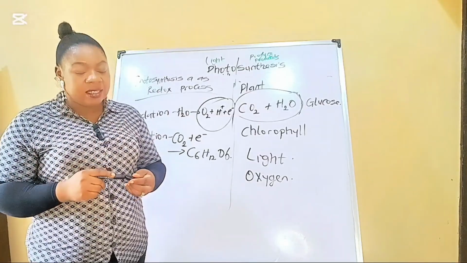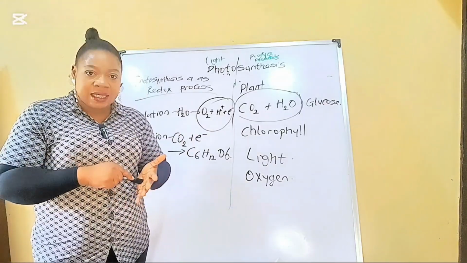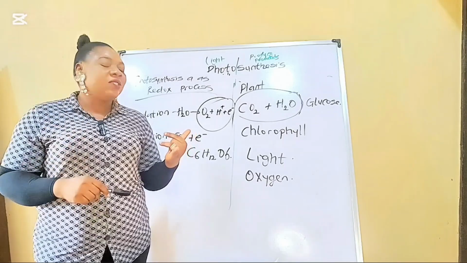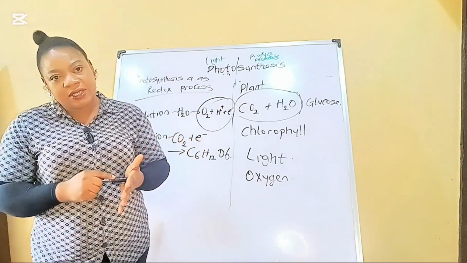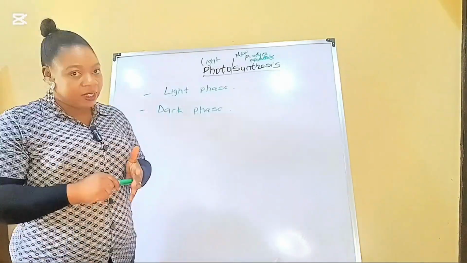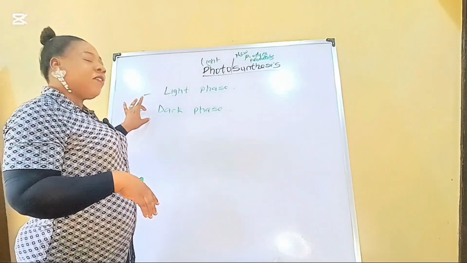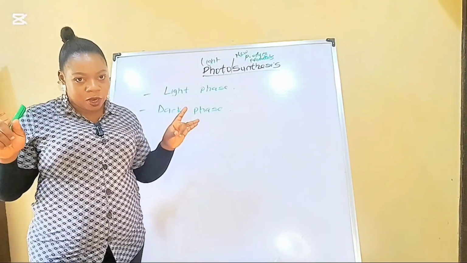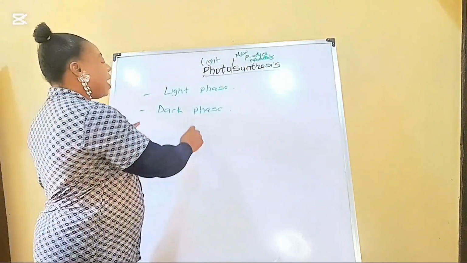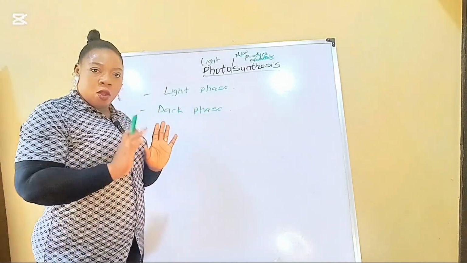Now, in photosynthesis, we have two phases. We have the light dependent stage and the light independent stage. Or we can say that we have the light phase and the dark phase. We have a phase that requires light and we have a phase that does not require light. This light phase requires light to function. The dark phase does not require light to function. But the relationship between them is that the product gotten from the light phase is what will be taken up by the dark phase to be able to accomplish their own goal.